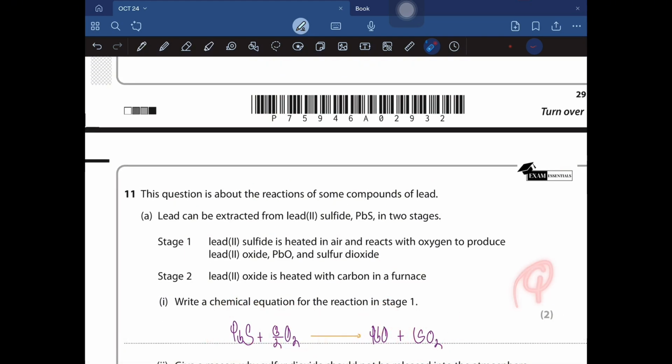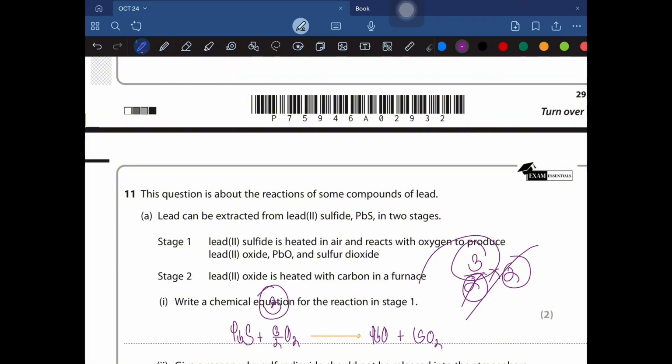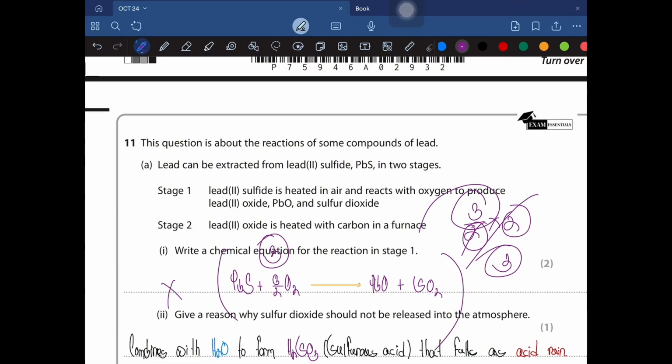You get 1 mark for this, and as it is a 2-mark question, you have to balance this equation. How many oxygens are over here? 1 and 2, so there are 3 oxygens. So 3 by 2 oxygen: this 3 by 2 times 2 cancels out, leaving 3. So there are 3 oxygens on each side. If you do not want a fraction, you could multiply everything by 2, and you will have 2 PbS, 2 PbO and 2 SO2.